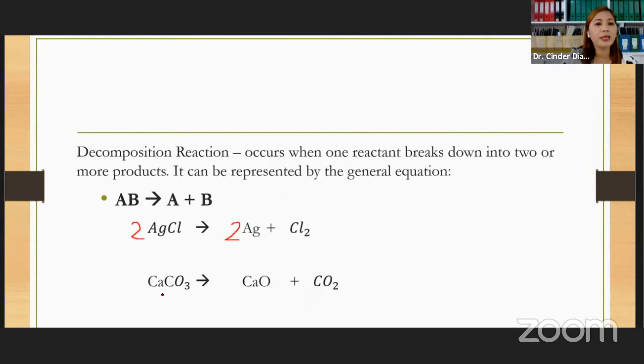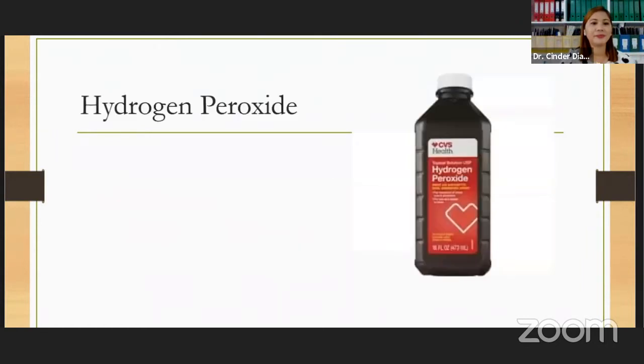So you have here calcium 1, 1 for the product side and 1 for the reactant side. Carbon is 1, carbon is 1. Oxygen in the reactant side is 3, and in the product side, 2 plus 1. That makes the equation balanced.